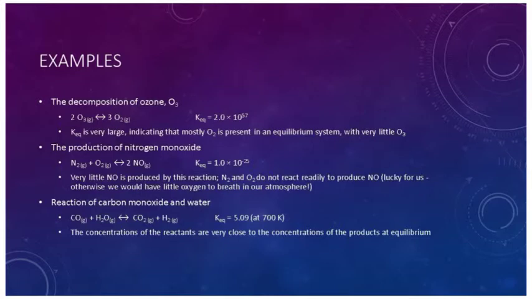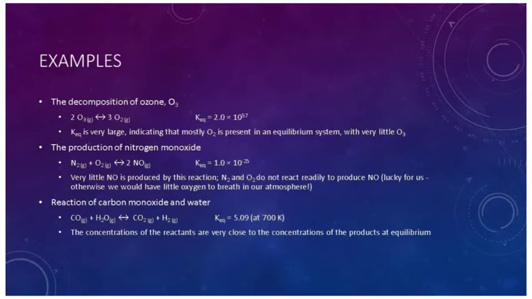So next example, the production of nitrogen monoxide. So nitrogen gas and oxygen gas gives us 2 moles of nitrogen oxide. And the K equilibrium is 1.0 times 10 to the negative 25. So that means following the decimal, there's 24 zeros and then the 1. It's a very small number, which means there's very little nitrogen oxide produced in this reaction. Nitrogen and oxygen do not react readily to produce nitrogen monoxide, which is good for us because then we can breathe.